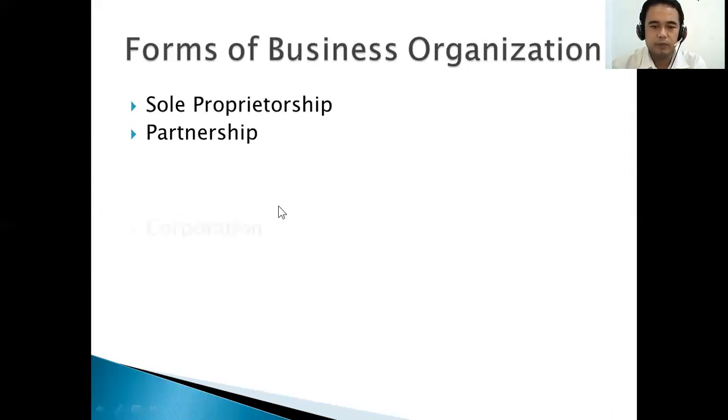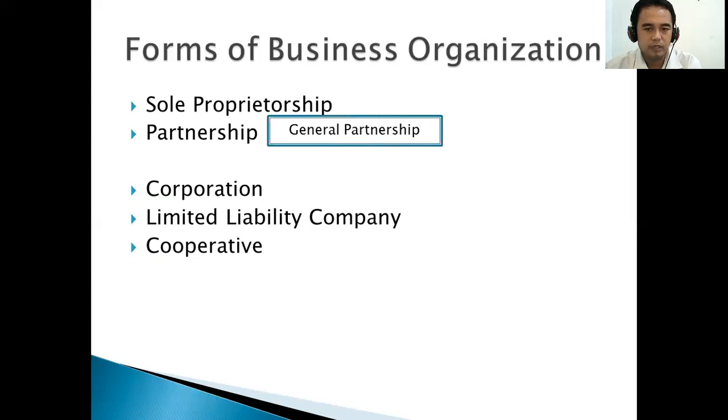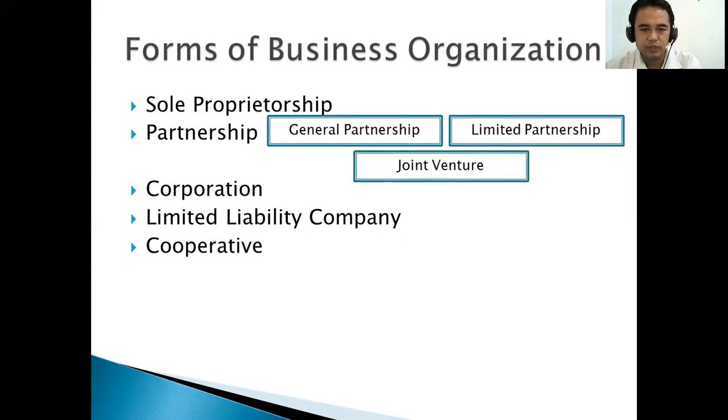And the other form of business organization is the corporation, limited liability company, and cooperative. So this is what I was saying a while ago: general partnership, limited partnership, and joint venture.